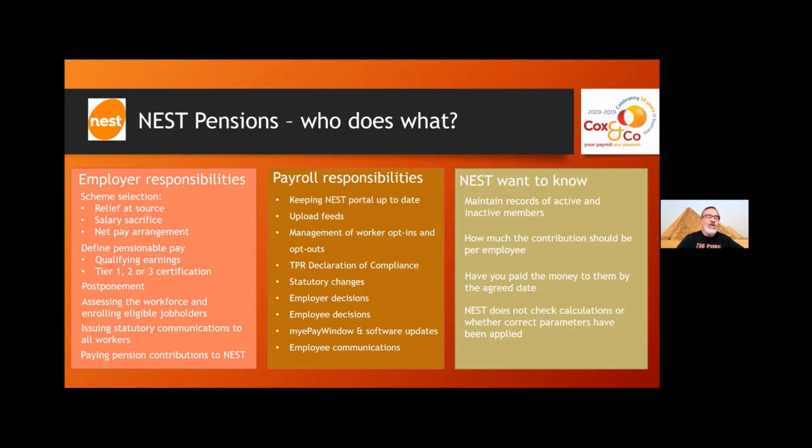Auto enrollment is a complicated beast. It's not half as simple as it probably should be. So there are lots of places it can go wrong. You have a responsibility to issue statutory communications or notices to all workers at various points in the process. And then ultimately you have to pay Nest. So contributions that are calculated need to be paid to the pension provider, Nest or otherwise.